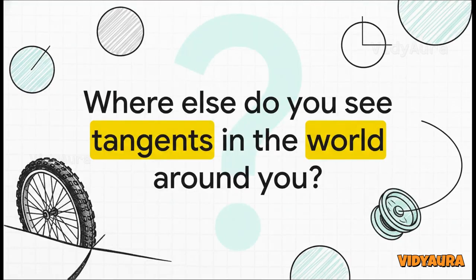And one last thing before you go. Now that you know all about tangents, I've got a little challenge for you. Start looking for them in the world around you. Seriously. Think about a bicycle wheel rolling on the road, or a basketball just before it goes through the hoop. Where's the point of contact? Keep your eyes peeled, you'll start seeing geometry everywhere.